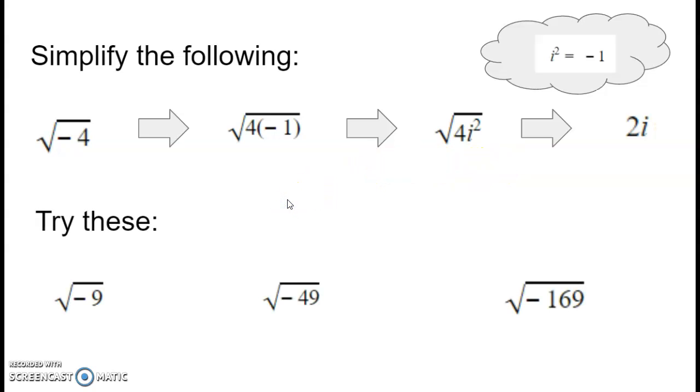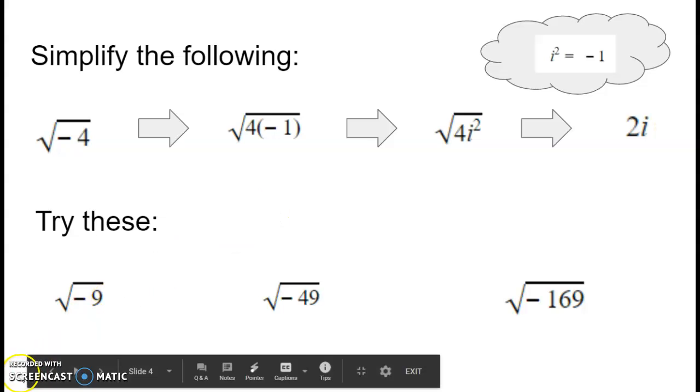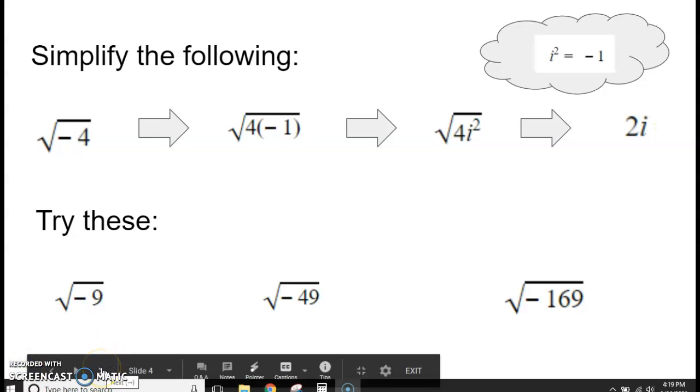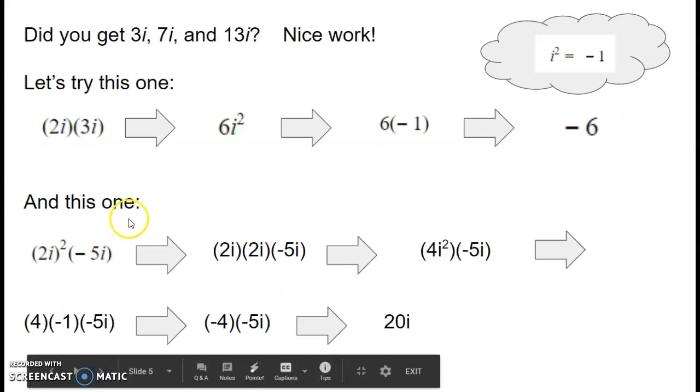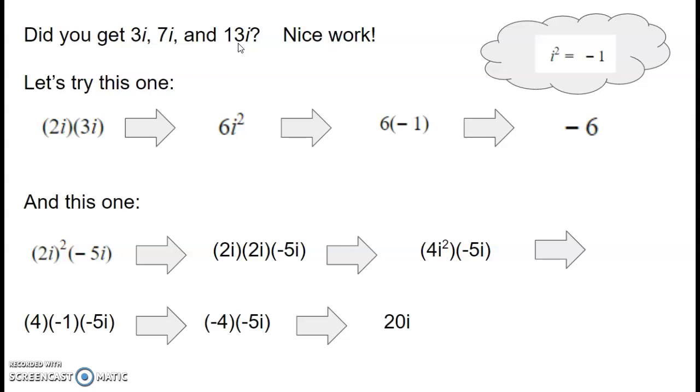Go ahead and try these now. Square root of negative 9, square root of negative 49, and the square root of negative 169. Okay, so the answers for those bottom three are 3i, 7i, and 13i. I hope you got those answers. If you did, nice work. If you didn't, please go back in the video and look at that prior slide again and see if you can figure out what's going on. If you need help, you should always be emailing me.